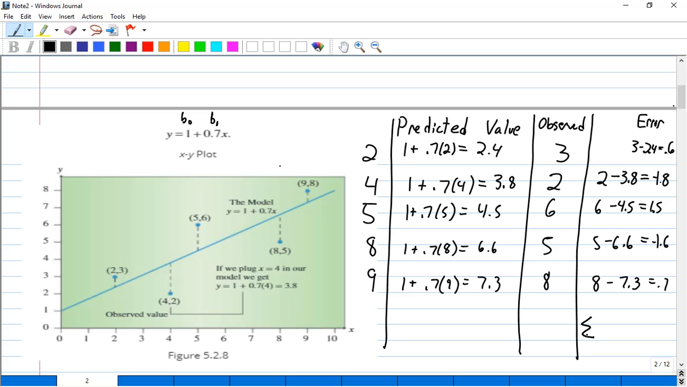Now, if we sum all of those up, then that's the sum of the error. So we add up 0.6, negative 1.8, 1.5, negative 1.6, and 0.7. If you add all of those up, you get negative 0.6.